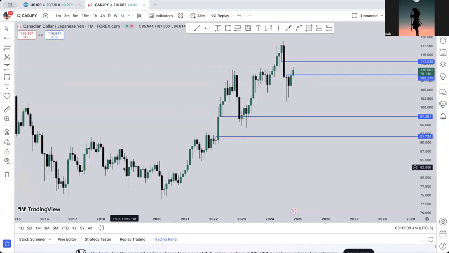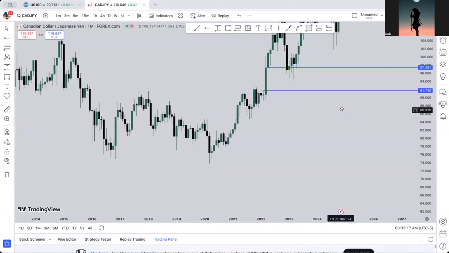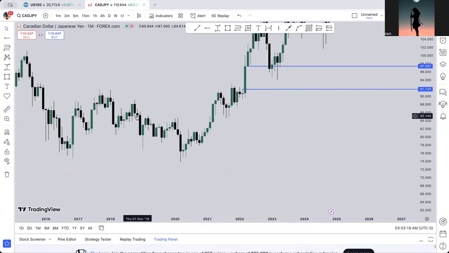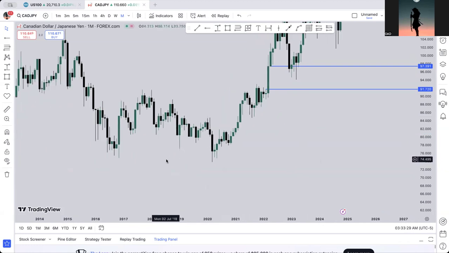Now, fair value gap cannot be induced. It can only be reclaimed and inverted. Now, this is a reclaimed fair value gap. Look at this fair value gap right here. Price used the fair value gap and price came back to it to reclaim it for another sale. You get what I'm saying now?